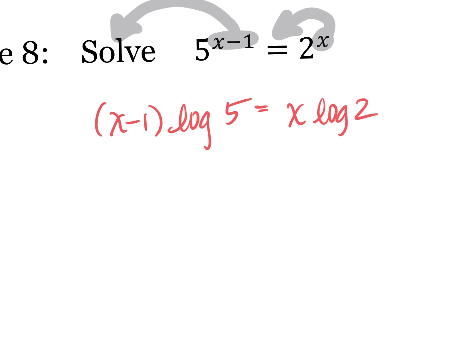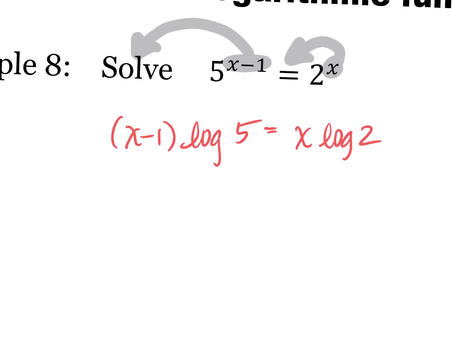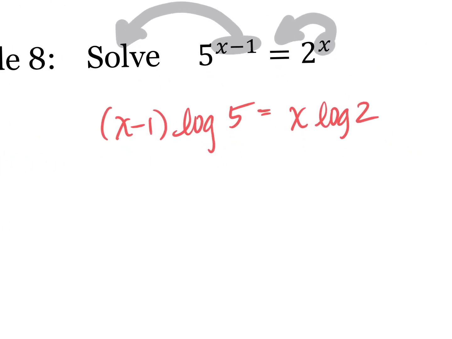We are allowed to divide logs like we just did over here, but we've got x's on both sides. Any ideas what you want to do, just to try to start getting x's on one side? You gotta distribute. I would distribute. Boom, boom. So I have x log of 5 minus log of 5. Yeah, 1 log of 5 or just log of 5, says Evan.